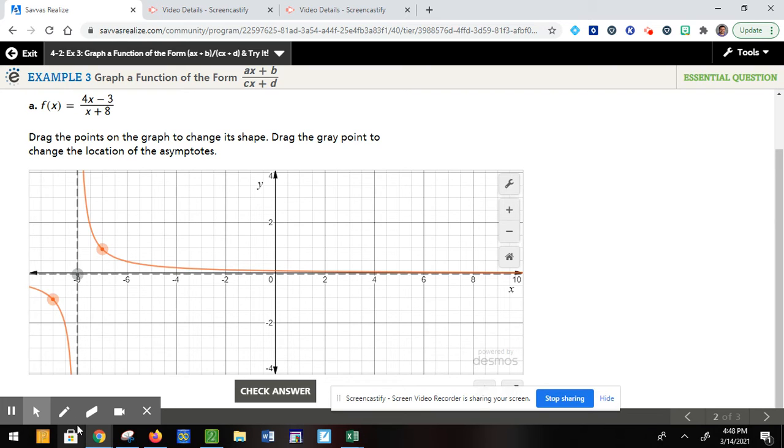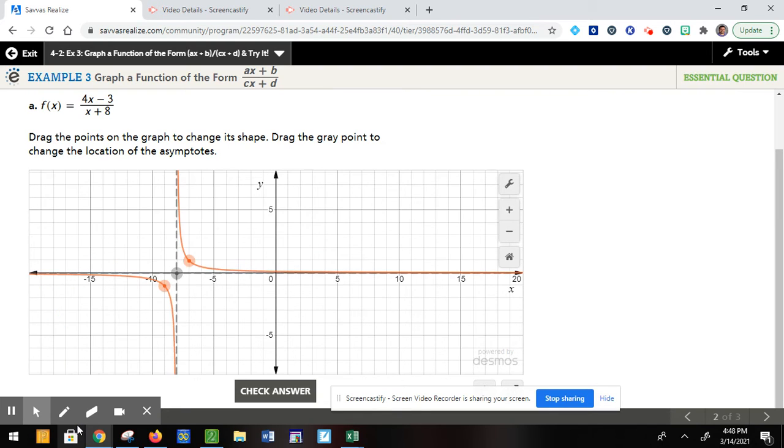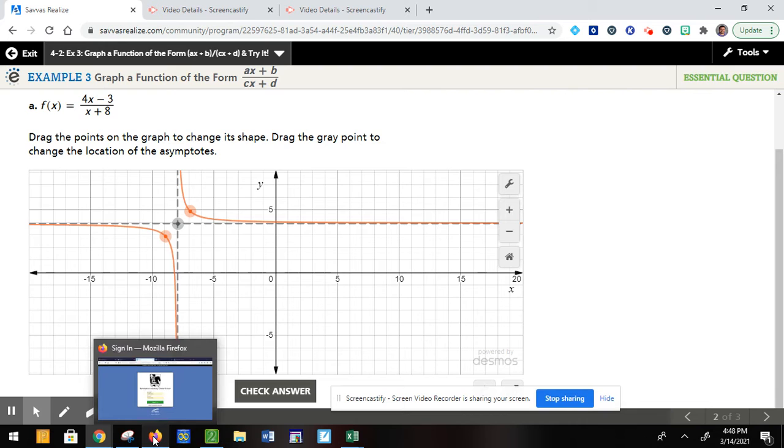Horizontal, again, the degrees are the same, so it's the ratio. 4 divided by 1 is 4. So the horizontal asymptote's at 4. We're going to zoom out even more. And the horizontal asymptote is here. So there's the asymptotes. Now it's a matter of finding some points to plot.